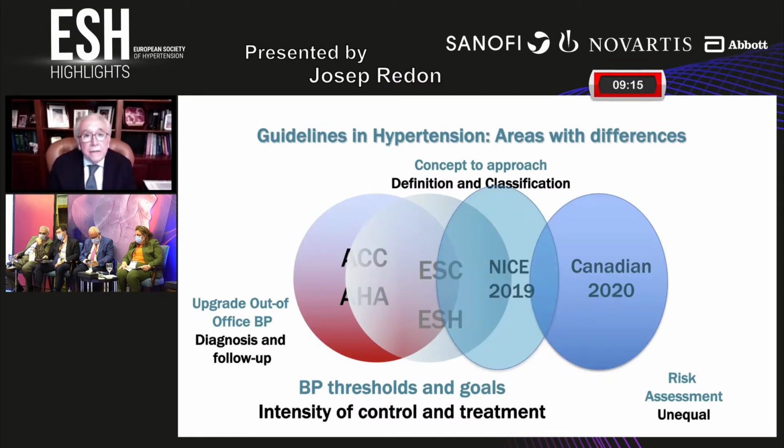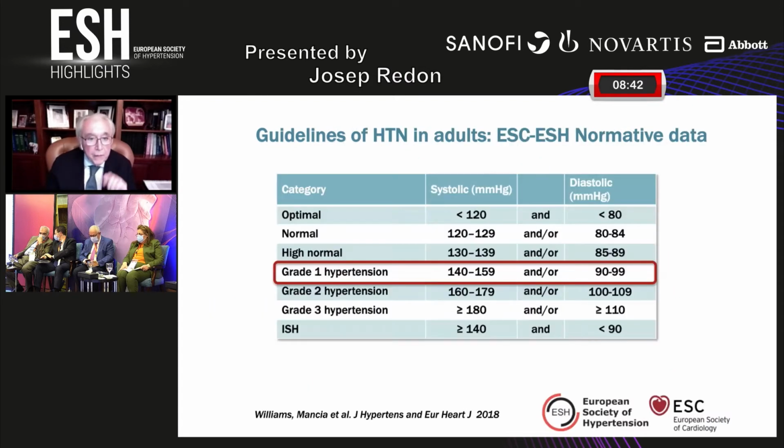Again, the guidelines have areas with differences. We have differences in the concept and approach, in definition and classification, in risk assessment, and mainly two: the blood pressure thresholds and goals in order to define hypertension. This matters at the time of defining, but not so much at the time of taking decisions to treat or not to treat patients, as I will comment later.